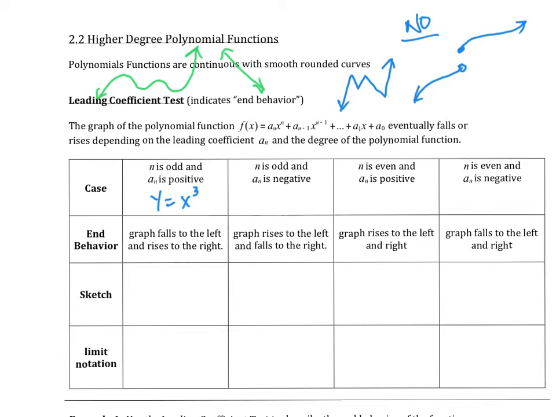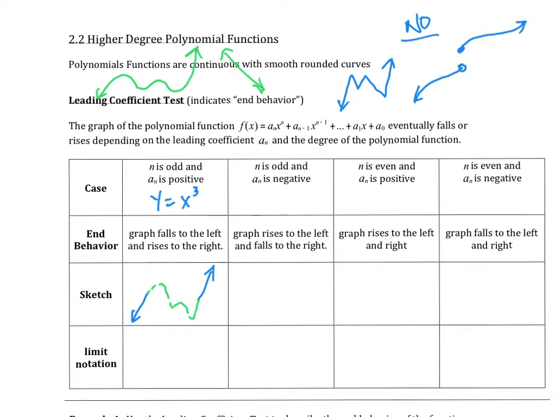Okay, if you think about y equals x to the third, the graph goes down on the left and it goes up on the right, which is what we think of as a cubic. If it's any function with an odd degree and a positive coefficient, it will go down on the left and up on the right, just like y equals x to the third. Now, what it does in the middle, I don't know. It depends on the graph and the degree of the graph.